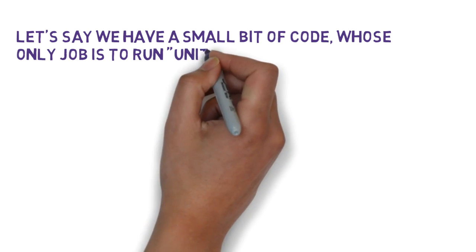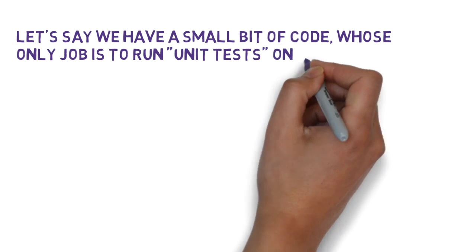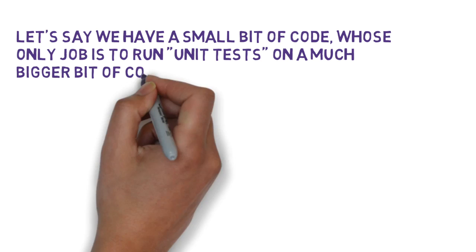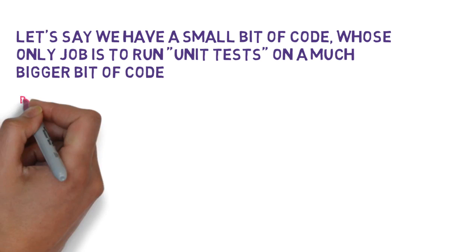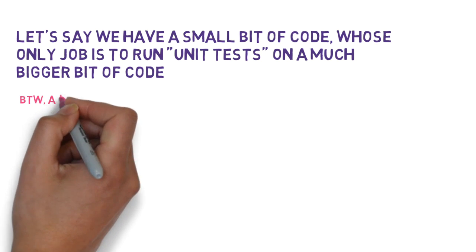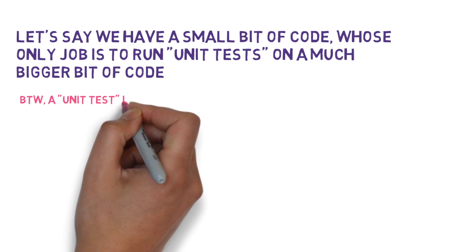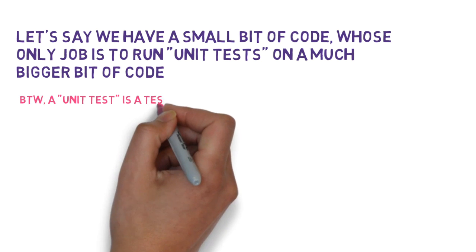Say you have a small bit of code whose only job is to run unit tests on a much bigger bit of code. So you have this production code and you have this other code which just runs unit tests on code which is going to go to production.